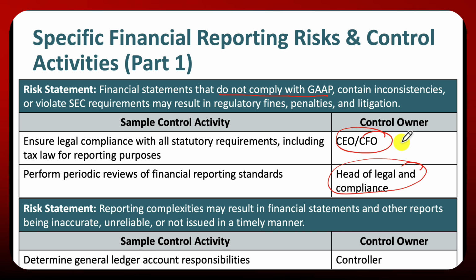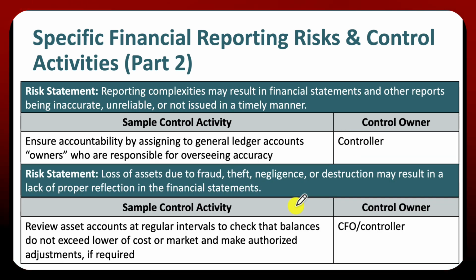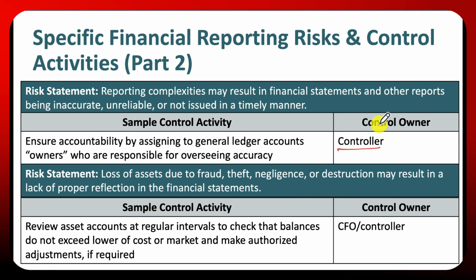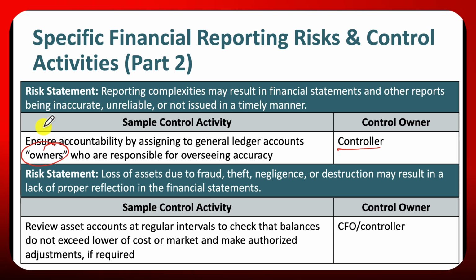Additionally, we might have the risk of reporting complexities that may result in financial statements or other reports that are inaccurate or not reliable, or that are not even issued in a timely manner. So here the controller would determine some general ledger account responsibilities. Additionally, we might have, again, that these reporting complexities could result in our financials not being completed on time or being inaccurate or unreliable. And then here, the controller would ensure accountability by assigning general ledger accounts to owners, or someone who is responsible for overseeing that activity.